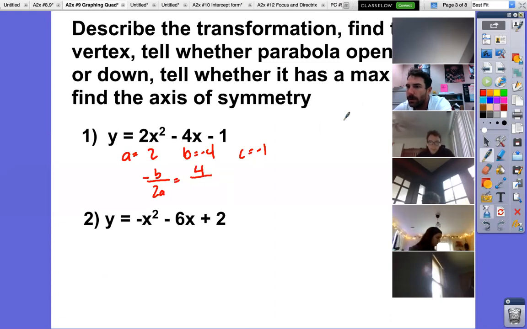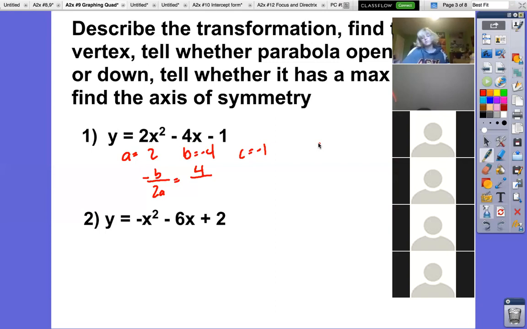4 over. Ian, what's 2 times A? What's the value for 2 times A? Is it 4? It is 4, perfect. And 4 over 4 is just 1. That's your H value. So plug it back in. Do I do 2 times 1 first, or do I do 1 squared first?